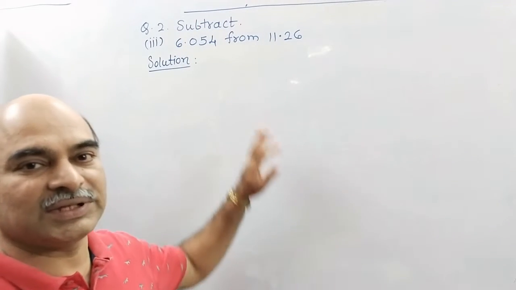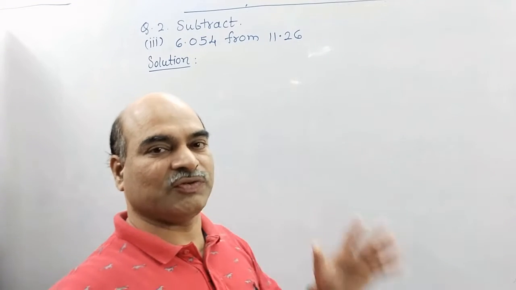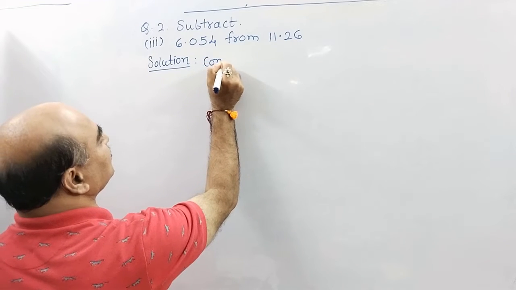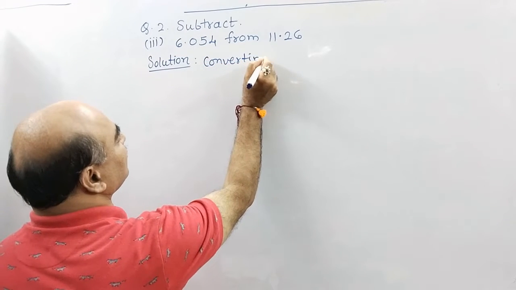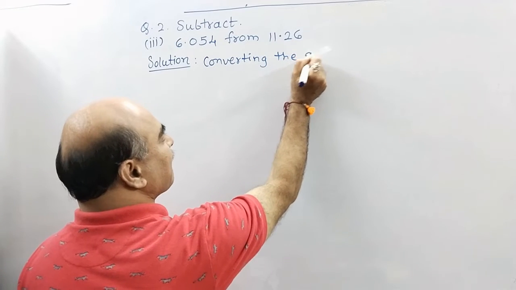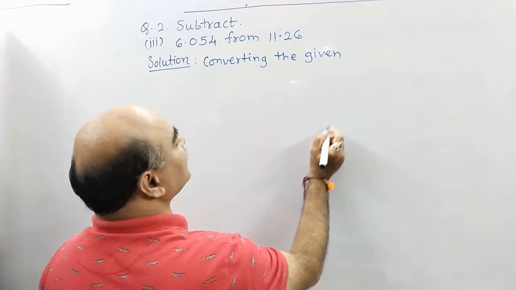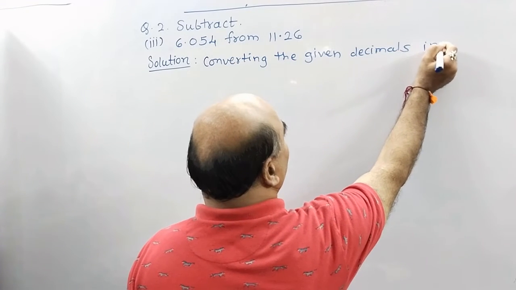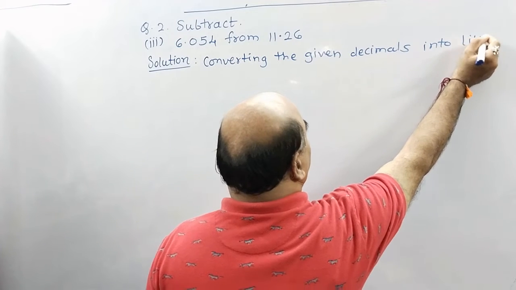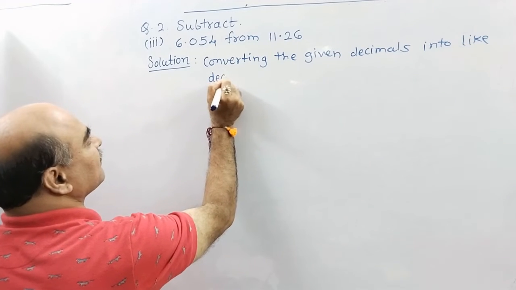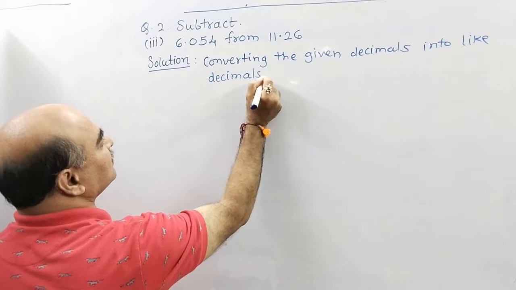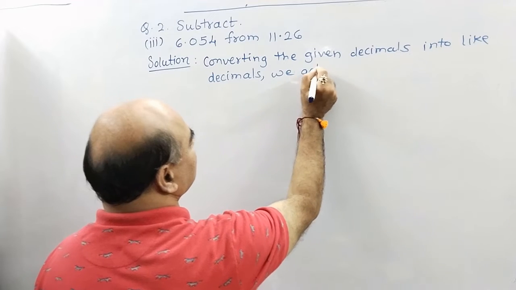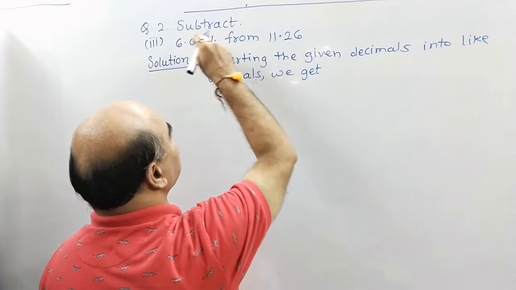But as you observe, these are not like decimals. So first of all we have to convert them into like decimals. So, converting the given decimals into like decimals, what do we get here? We get two decimals with like decimal places.